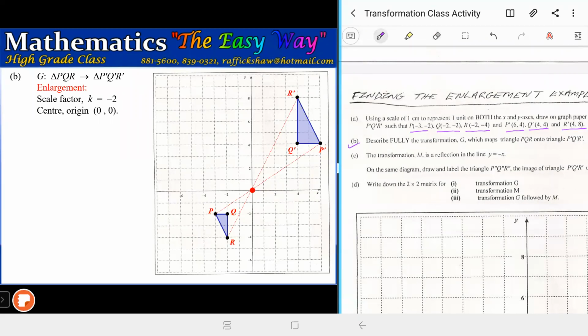And if you never give the center, that the center is the origin, you're losing marks. And if you never put the negative on the scale factor, you're losing marks. And if you never put the scale factor at all, and never put the center, and all that you say is that it was an enlargement, if the question is worth 4 marks, you're only getting 1, because it's obvious to everybody that it's an enlargement.